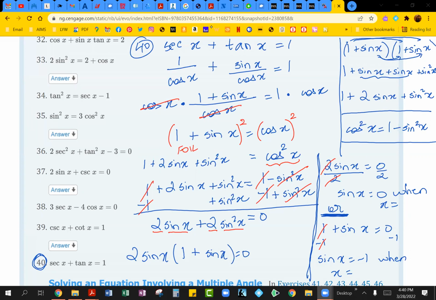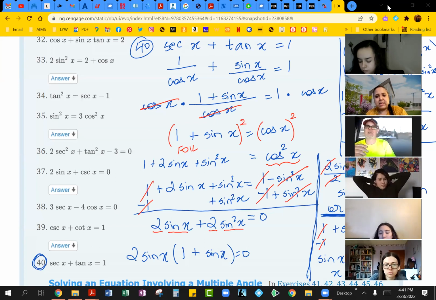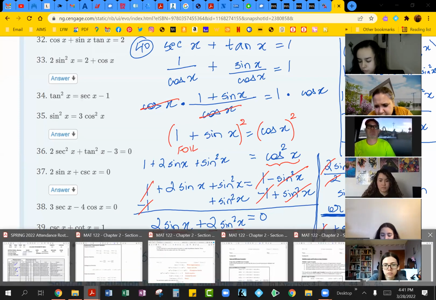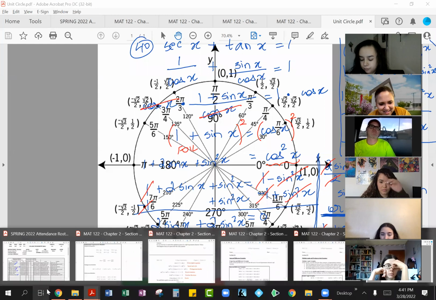So when sine of x is equal to 0, what will the x value be? And when sine of x is equal to -1, what will the x value be? So just have your answers ready. Like I said, don't share them just yet. When I ask you to, you can send it in. And if it helps, open up the unit circle at your end.